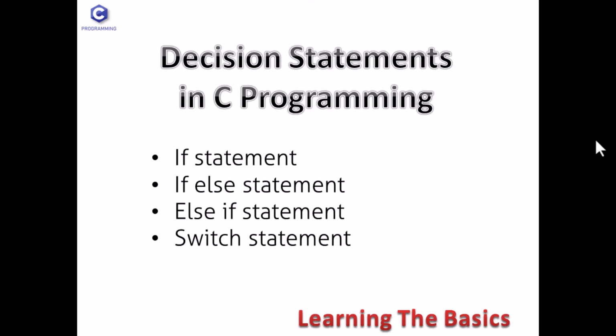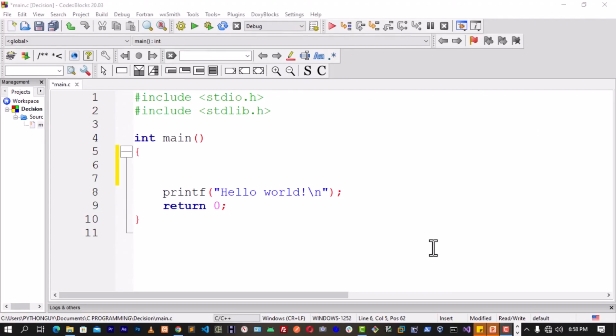Now, there are four types of decision making statements in C. The first is the if statement. The second is the if else statement. The third is the else if statement, and the last is the switch statement. So we are going to take it from the top, which is the if statement, and then down to the switch statement. Stay tuned.